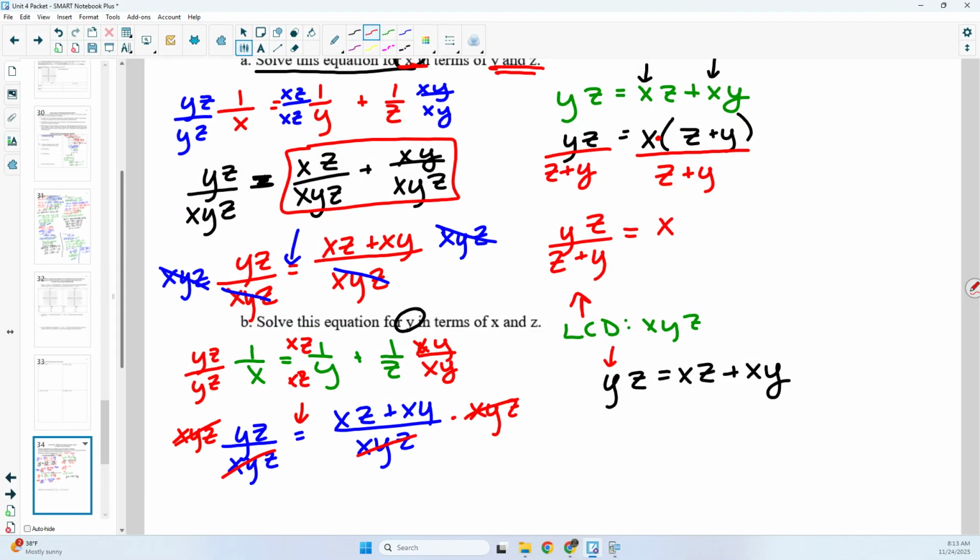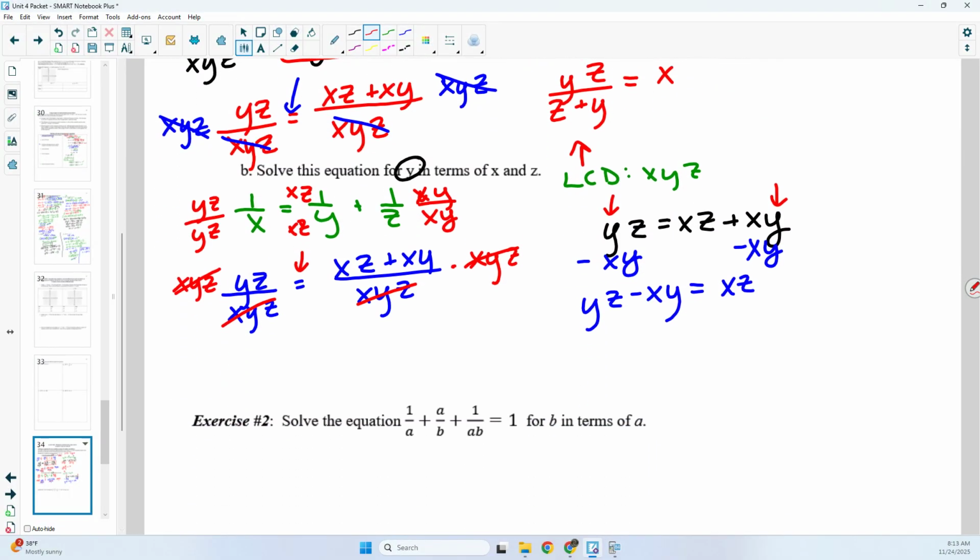I see that I have two y's, so that means I need to get them together because the only way I can factor them out is if they're on the same side of the equation. So I'm going to subtract xy over. So I get yz minus xy equals xz. Now that they're together, I'm able to factor out the y.